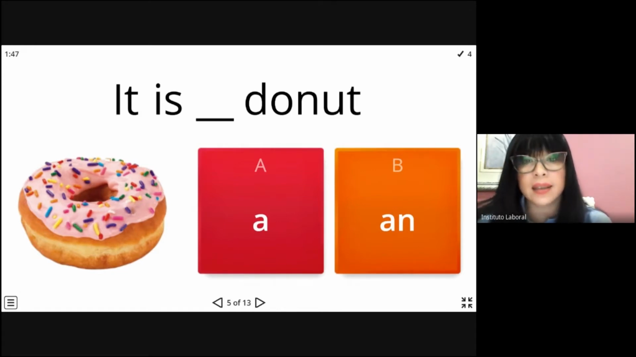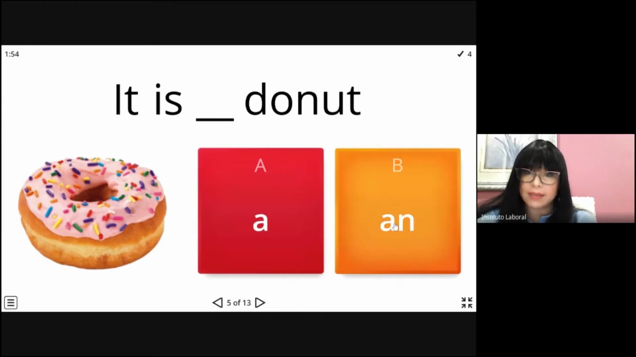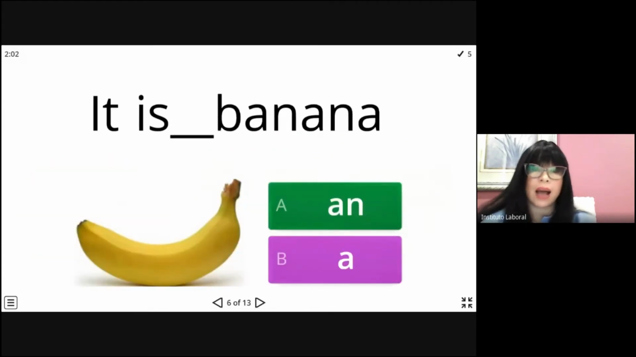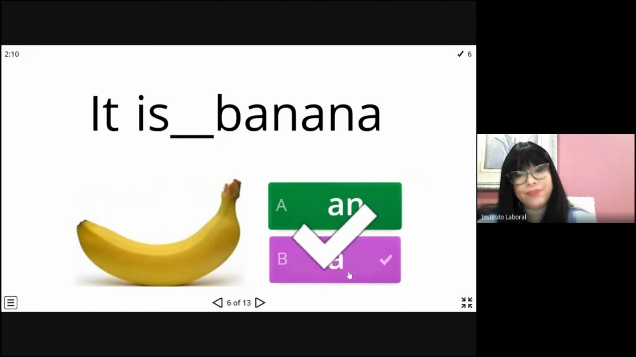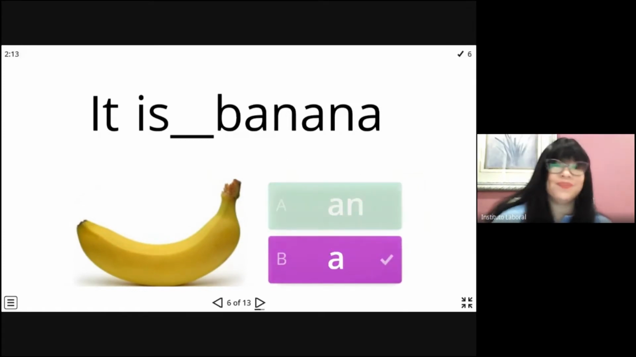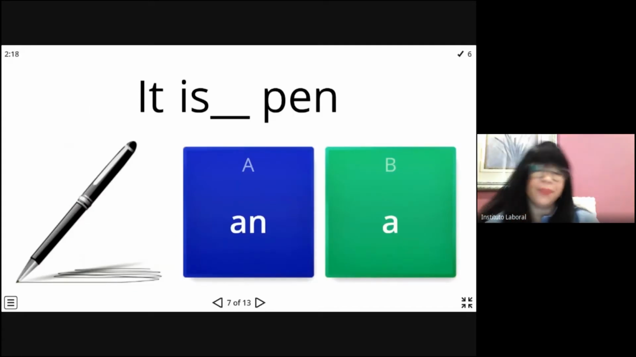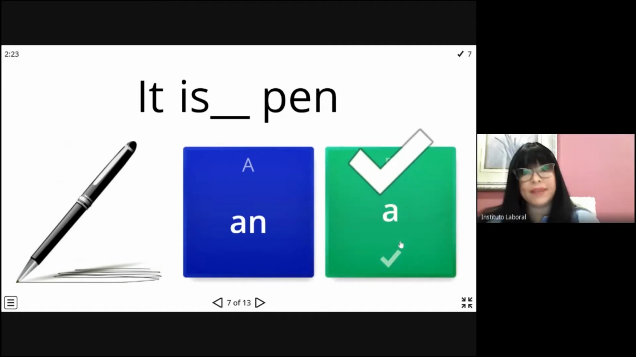Okay, it is a or it is an donut? ¿Estás seguro que es an? Porque donut comienza con sonido de consonante. Usamos la forma a, the article a. It is an banana or it is a banana? A banana. It is a banana. It is an pen or it is a pen? A pen. Perfect.